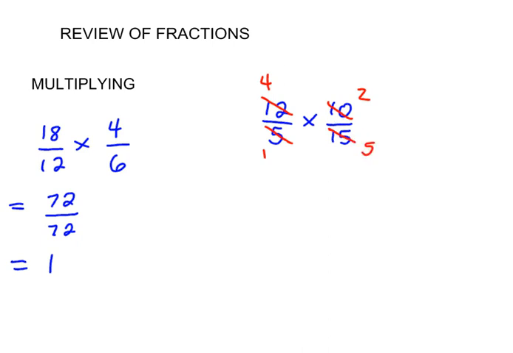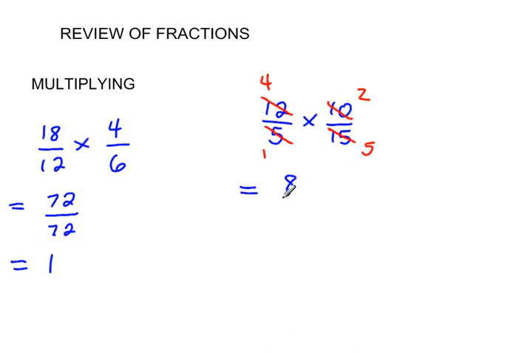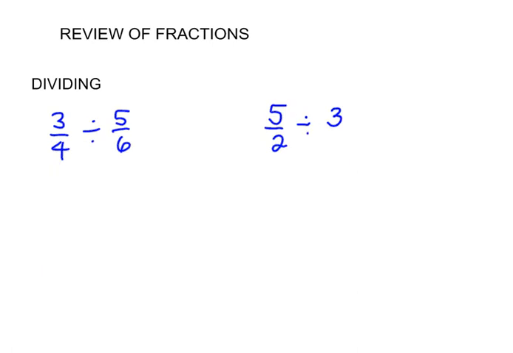When you are canceling, a couple things that you have to remember. You can cancel anything on top with anything on the bottom. It does not have to be diagonal. So I could have canceled the 10 and the 15 as long as it's a top with the bottom. Once I've done my canceling, now I can just multiply the tops and multiply the bottoms. So in this case, I get 8 over 5. And because I've canceled, my answer will be simplified. So I can actually leave that as my final answer. So play around with both methods and see which one you prefer. It really doesn't matter.